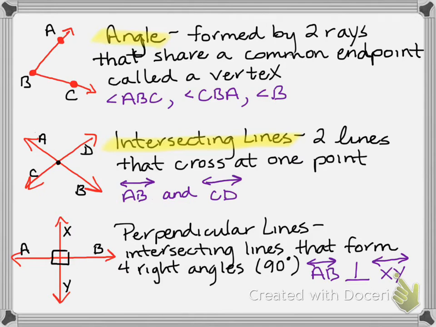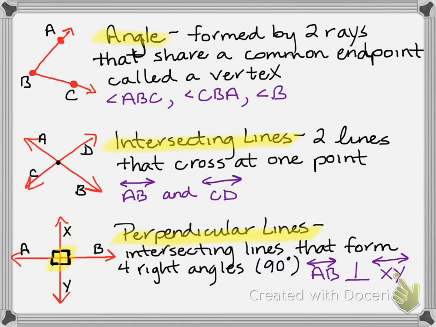All right, the next one is perpendicular lines. These last two, I should say, are a special type of intersecting lines. If they're perpendicular, then they're intersecting lines and they form 4 right angles. Do y'all notice how I have the black box drawn? That means right angle. So whenever I have one of those drawn in every corner, that means that there are 4 right angles.